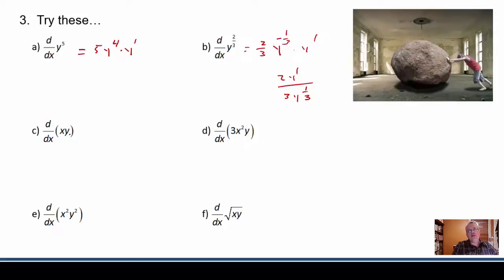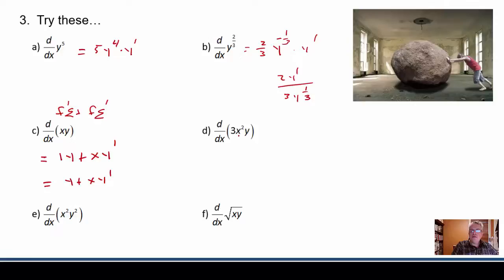All right, this one is a product, so we need the product rule. Remember, the product rule is f prime g plus f g prime. So here, f is x, g is y. When we take the derivative, it would be f prime, 1, times g, which is y, plus f, which is x, times g prime. Well, that's y prime. So we simply get y plus x y prime.